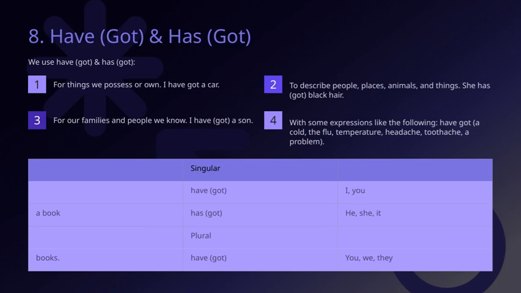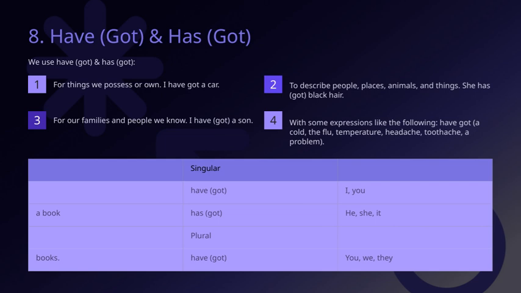Let's take a look at how we use have got and has got. These expressions are really useful for talking about health, possessions, and relationships. For example, you might say, I have got a cold or she has got a headache. These are common ways to describe how we're feeling or what problems we might have. We also use have got to describe people, places, animals, and things. For instance, she has got black hair or they have got big houses. When it comes to our families and the people we know, we can say, I have got a son or she has got a brother.